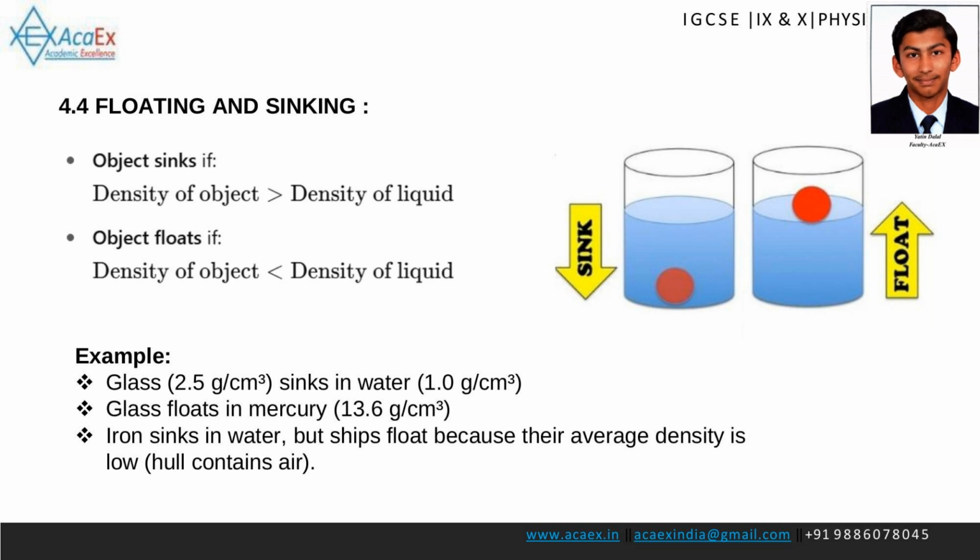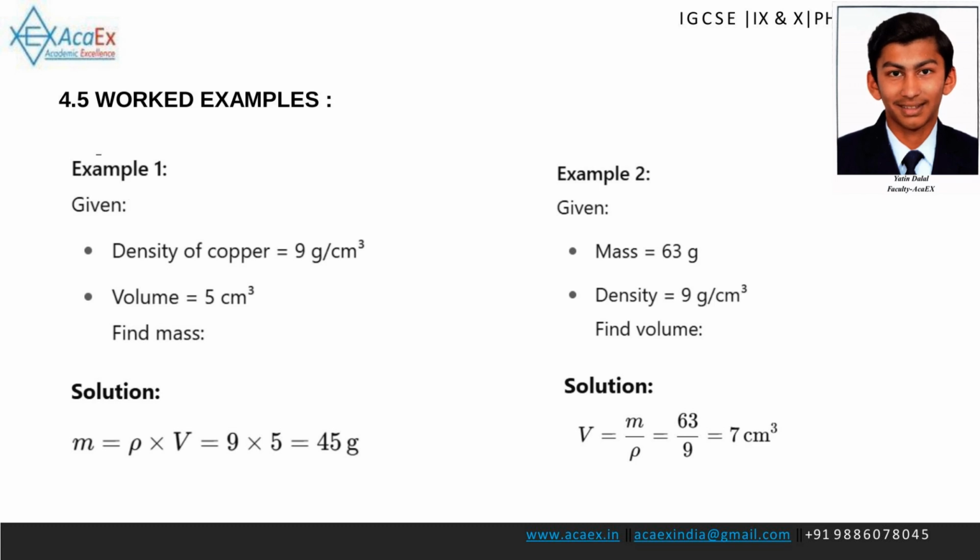Iron sinks in water, but iron ships float because their average density is low, as the hull contains a large volume of air. Example 1. Given: the density of copper is 9 grams per cubic centimeter, and the volume is 5 cubic centimeters. Find the mass. Solution: mass equals rho multiplied by volume. That is 9 multiplied by 5, which equals 45 grams.